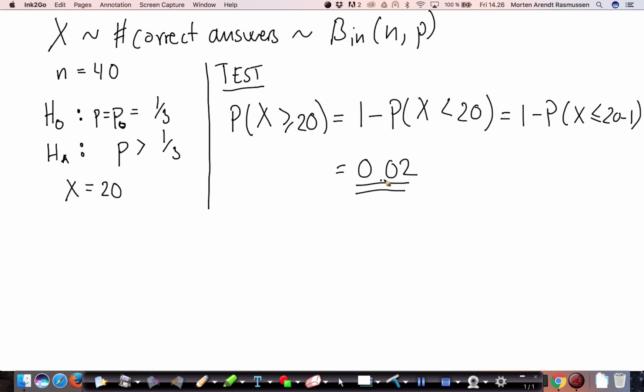So in conclusion, it seems rather unlikely, 2% of the time, that we would get as much as 20 correct answers out of 40 tests, given that they are not capable of tasting any differences. So from this we say that the data supports the notion of them being able to distinguish, at least some of them, the two different types of juices.